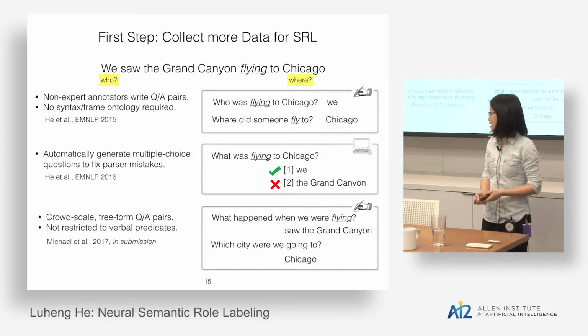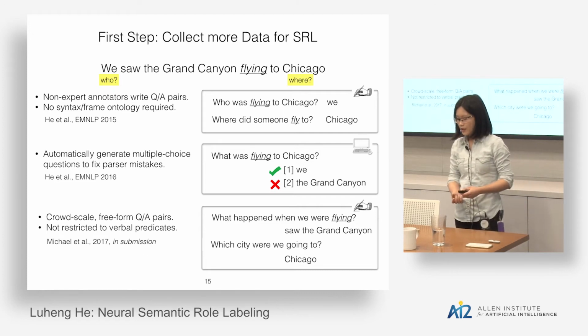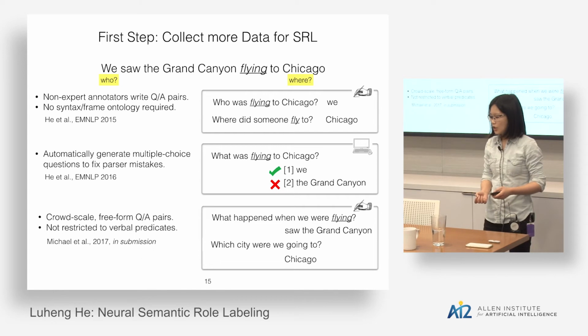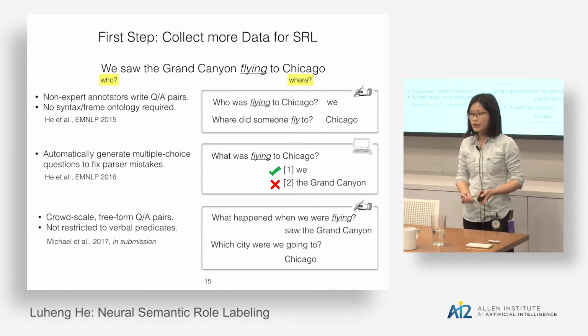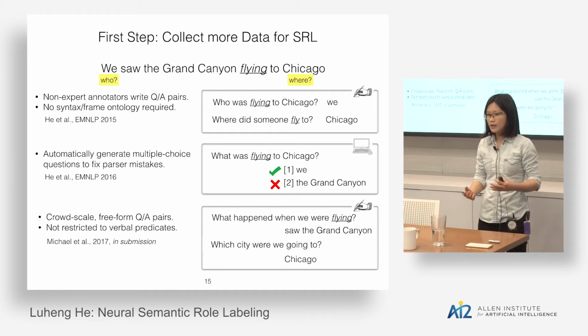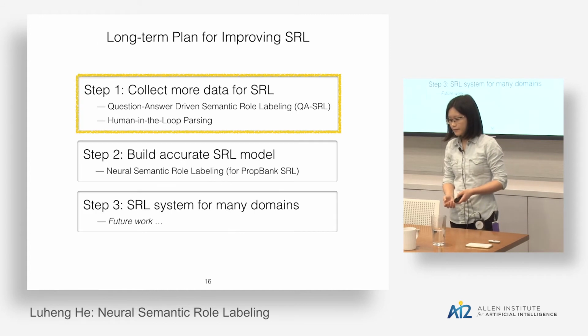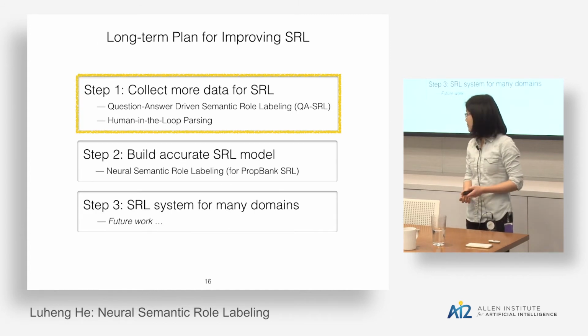And this year, the work led by Julian Michael generalized the idea of QA-SRL to fully crowd-scale and free-form question-answer pairs. And it's no longer restricted to verbal predicates. So for the same sentence, annotators are free to ask what happened when we were flying south of Grand Canyon, and which city were we going to, Chicago. And hopefully this kind of more free-form question-answer pair can capture higher coverage and richer semantic structure. So I hope you hear this summer working on that. Yep.